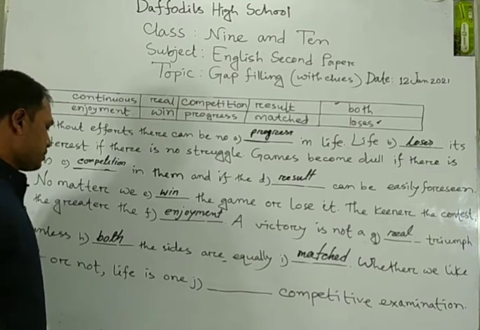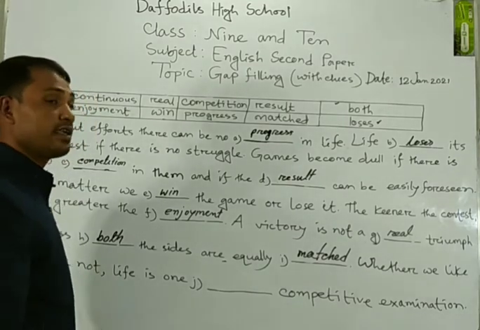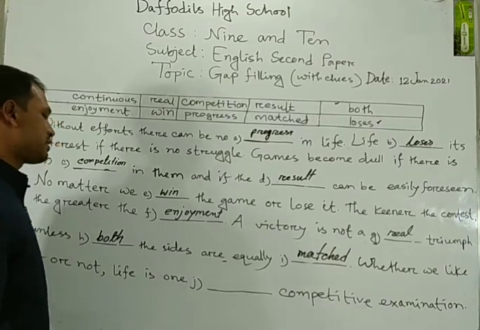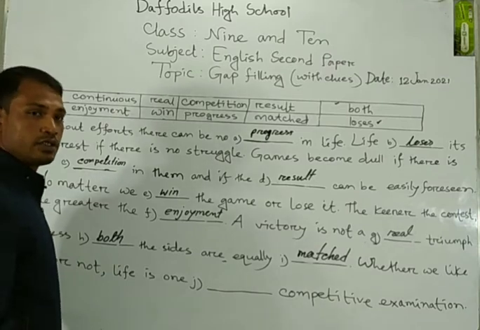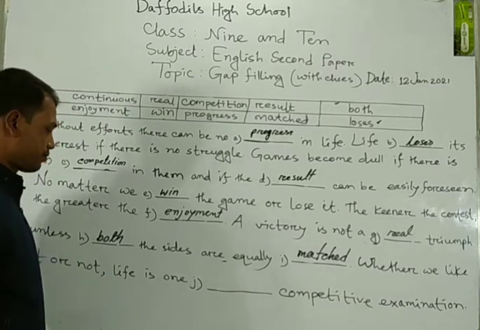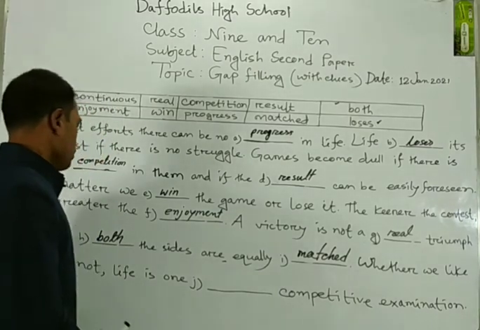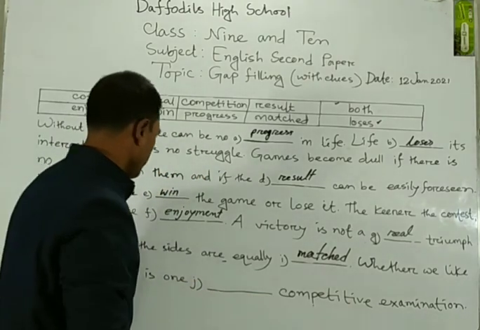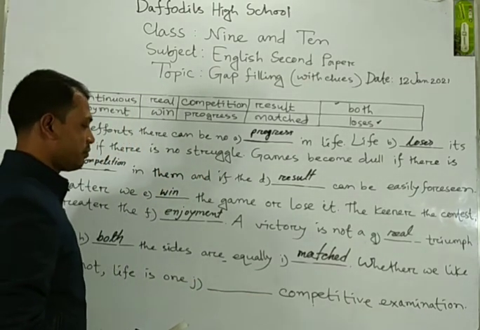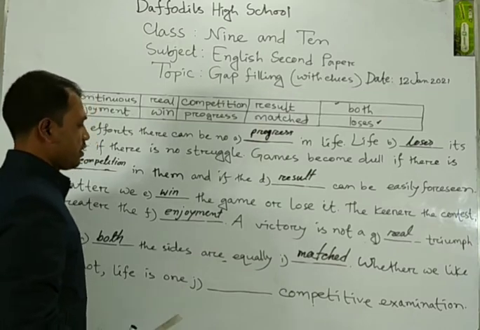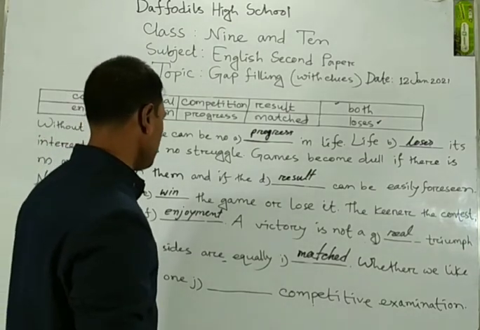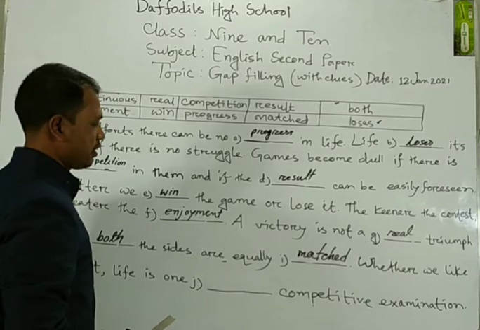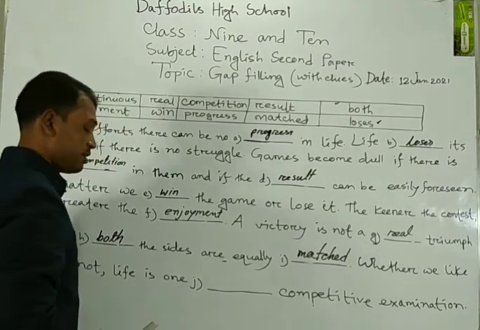as it is a complex sentence, this sentence has two clauses, and the gap has been given in the main clause or principal clause. So we shall try to analyze this part of this sentence. Life is one dash competitive examination. Here the gap has been used between two adjectives.